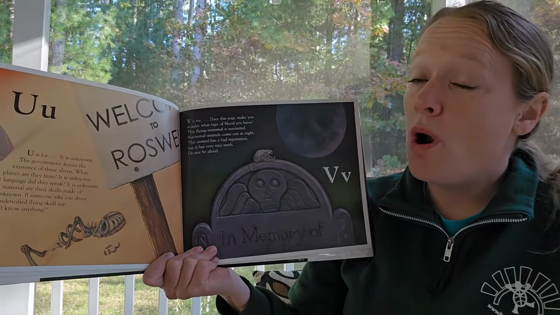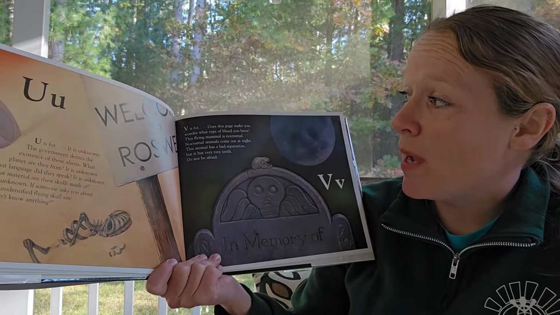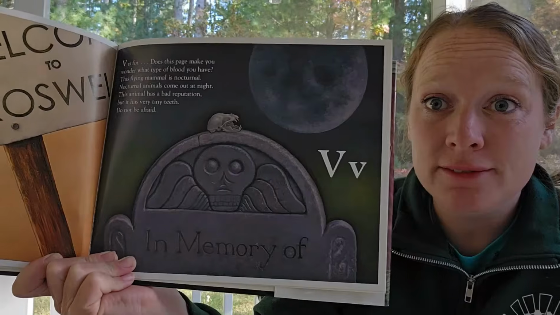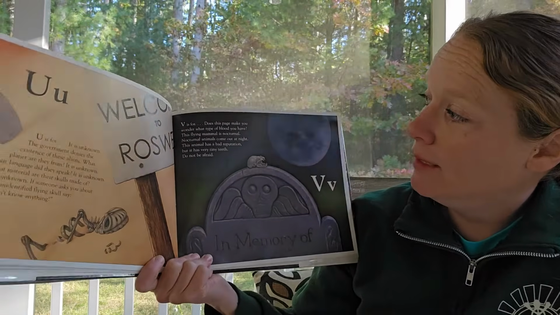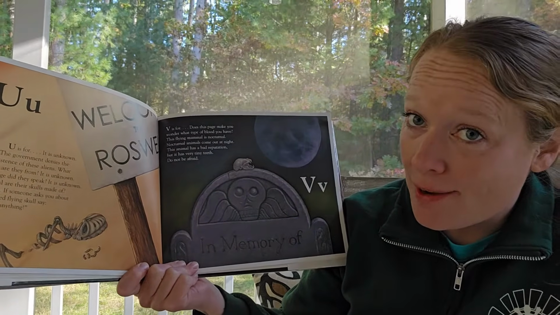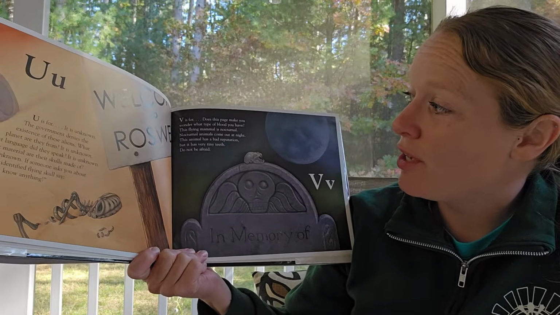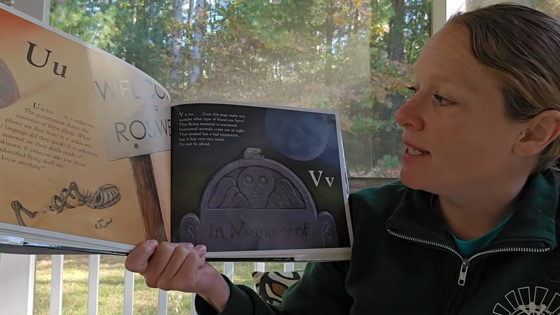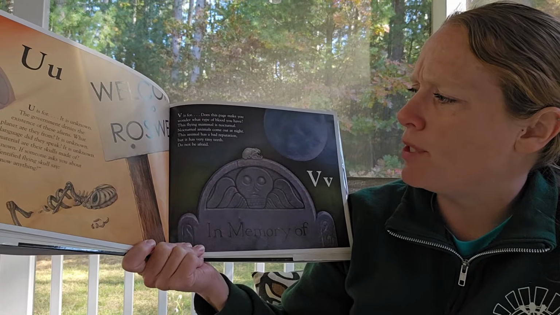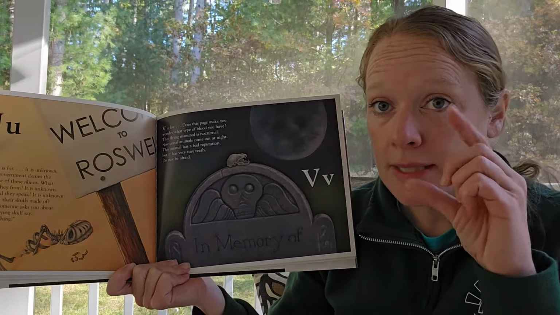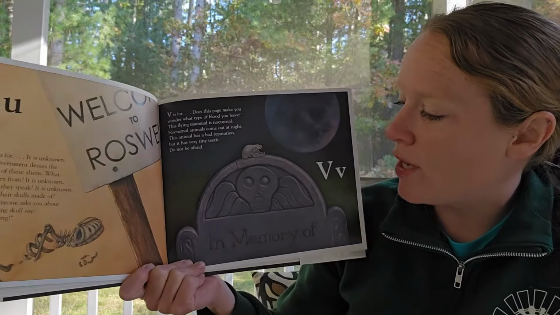V is for, does this page make you wonder what type of blood you have? Ooh, spooky for Halloween. This flying mammal is nocturnal. Nocturnal animals come out at night. This animal has a bad reputation, but it has very tiny teeth. Do not be afraid.